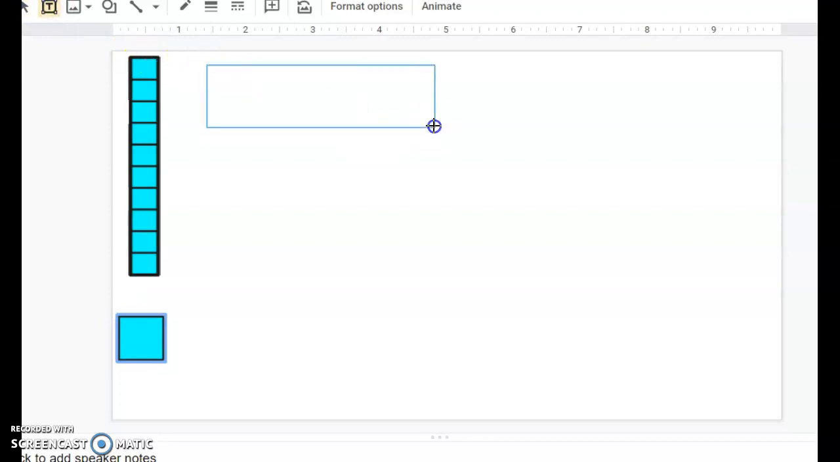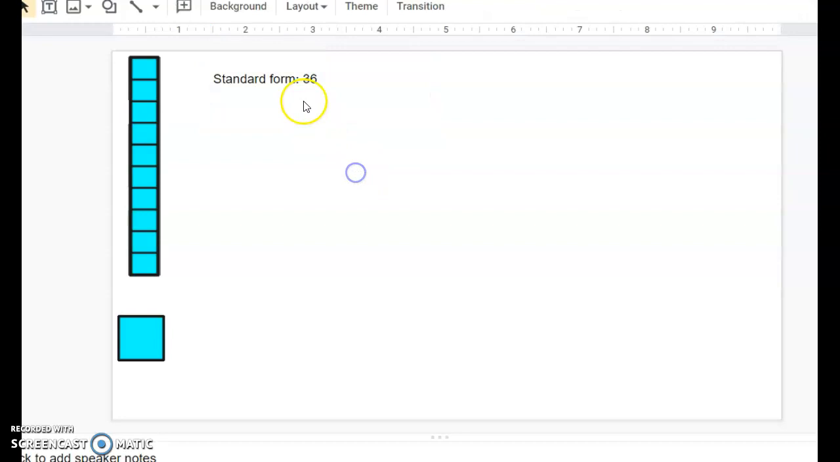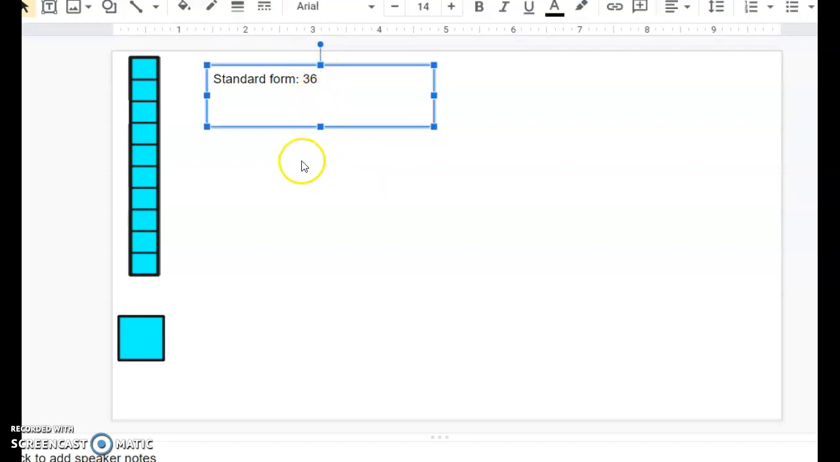So the first word we're going to talk about is the word standard form. Standard form is just a fancy way of saying write the number. So if I wanted the number 36, standard form would be writing 3 and a 6.